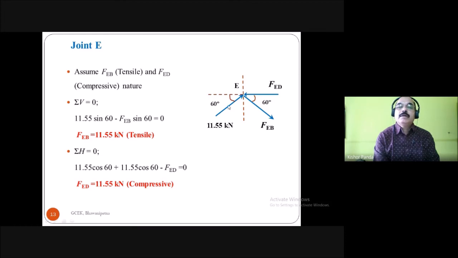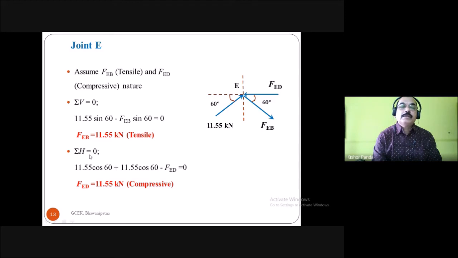11.55 sin 60 minus FEB sin 60 is equal to 0. This is the summation of vertical force. Then after simplification, FEB is equal to 11.55 kilonewton, and here also you got the positive value. So the nature of the force is tensile. So the assumed nature of the force is okay. So FEB is equal to 11.55 kilonewton, tensile nature.